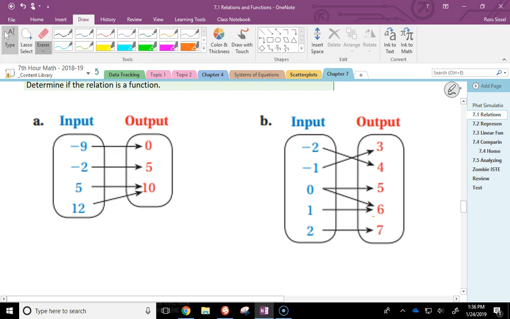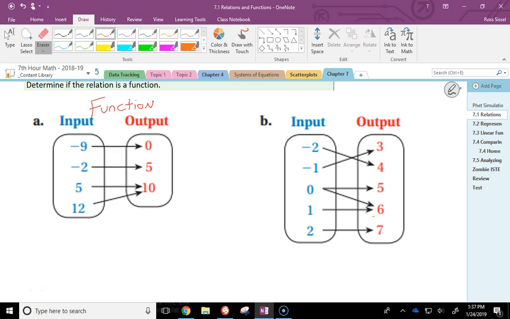Did my inputs only go to one other number? Yes. -9 only went to one number, 0. -2 only went to one number. 5 went to one number. 12 went to one number. It's okay if our output shares, but our inputs have to be independent. They can only go to one place. So on A, we would call this a function. A is a function because our input numbers only went to one output.